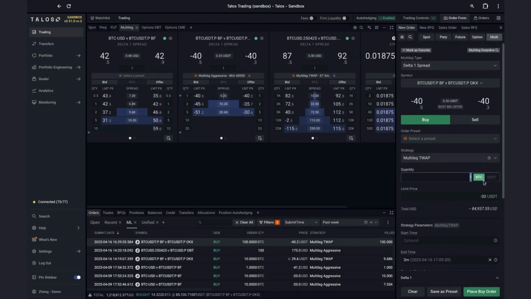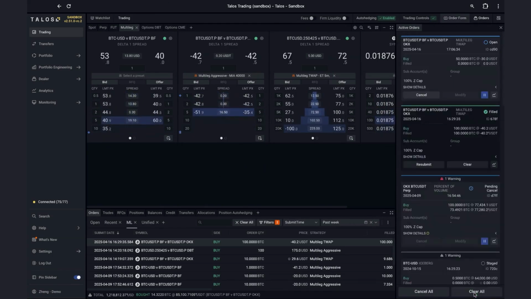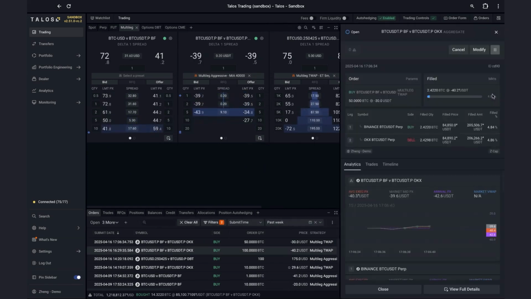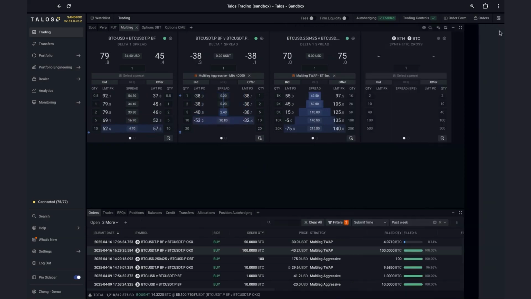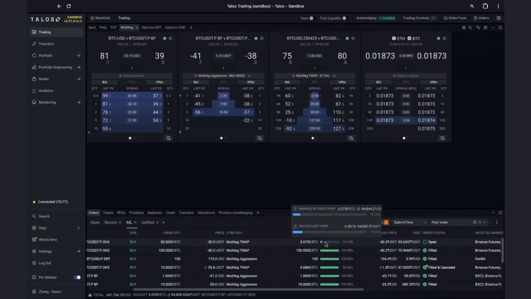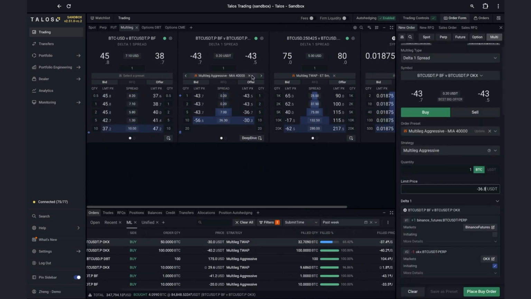I can start putting in a large order, maybe here at 50 BTC with a limit price, place the order, and you can see the order on my top right here. It will start executing. Clicking on the little chart icon, we have real-time TCA showing you the progress of this order and the fill amount on the individual legs. I'll close this for now, and you can see in the plotter at the bottom here, there's a little blue bar indicating this order keeps on working.